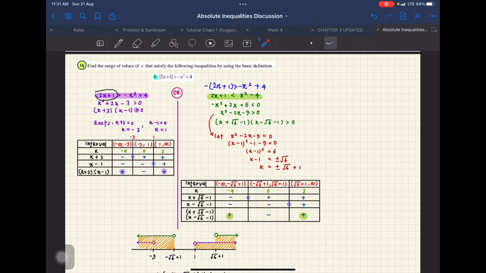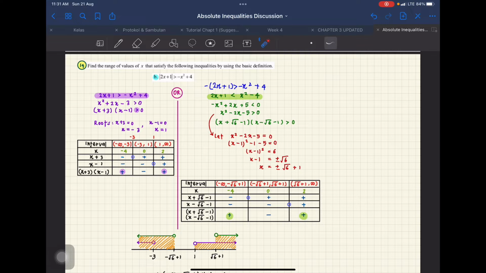Okay, settle. Alright, so this involves a quadratic inequality. Quadratic inequality ada dua cara untuk kita solvekan: either you use table of sign or graphical method. In this case I use the table of sign method. Table of sign method macam biasalah, kita akan solvekan dia seperti mana kita solve quadratic equation.